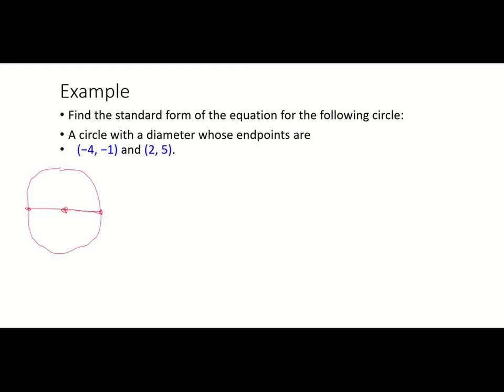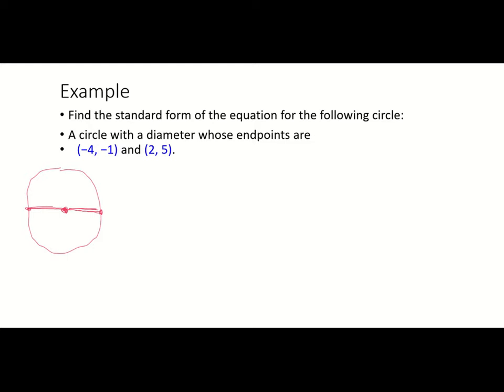So really what I have is one radius here, and then another one here. For the center of a circle, when they give you the endpoints of the diameter, we really need the midpoint of that diameter, because that will be the center of our circle. So I'm going to use the midpoint formula to find the center of our circle.